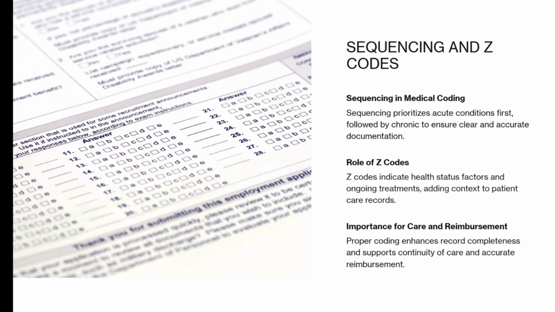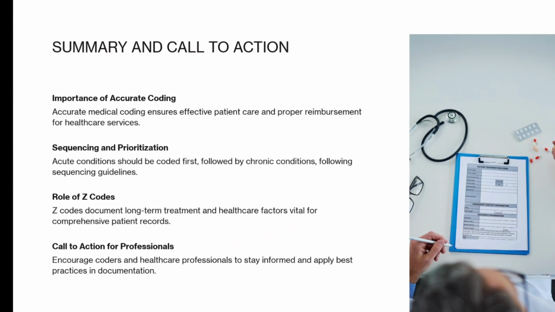Now we go and see what sequencing and Z codes are. Sequencing is key. Acute conditions go first, followed by chronic ones. Z codes indicate ongoing care, such as Z79.4 for insulin use, or Z51.81 for chemotherapy. These codes help track long-term treatment and improve record accuracy.